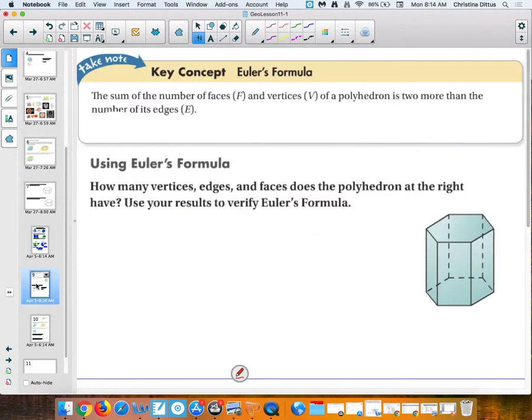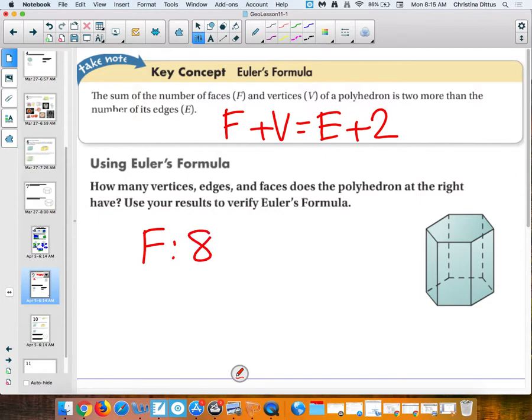Alright, on the top of that next page, I want you to put that same equation. Faces plus vertices equals edges plus 2. So we're going to figure out if that's always true by counting faces. I got a hexagon on top and bottom. So I have 8 faces. How many vertices do I have? 12.